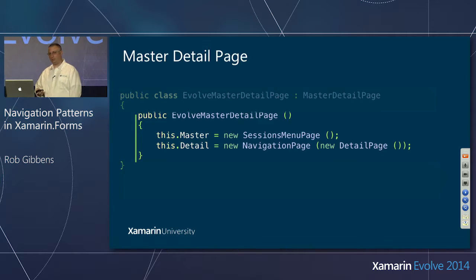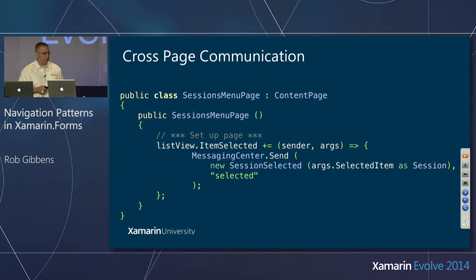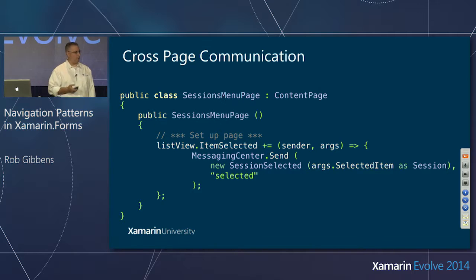This detail page is generally the same for every item that you select from the list. Now, because these are two completely separate pages, we need a way to tell the detail page that a new item was selected in the list. And we can do this by listening for that master page's list view item selected event, but we still need some way to tell that detail page about it.